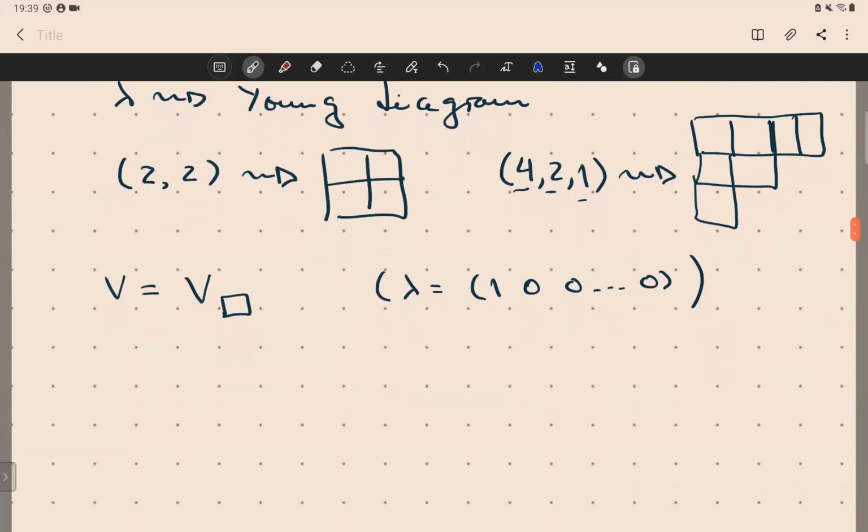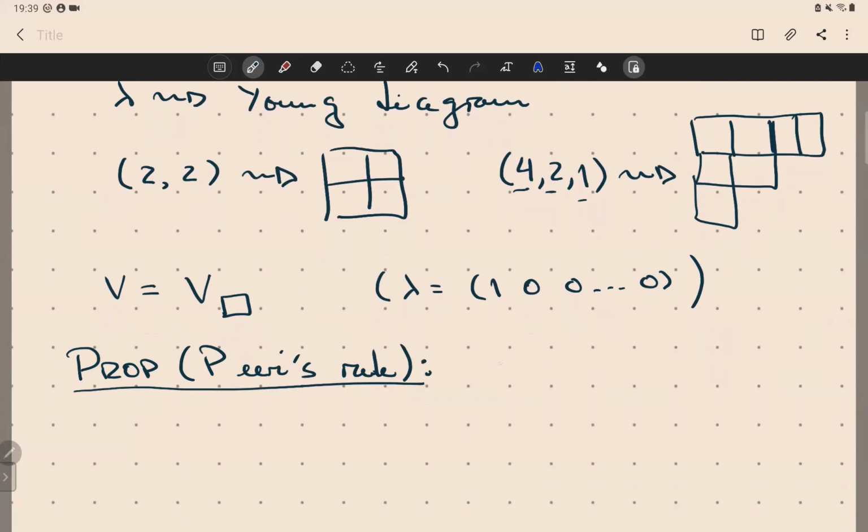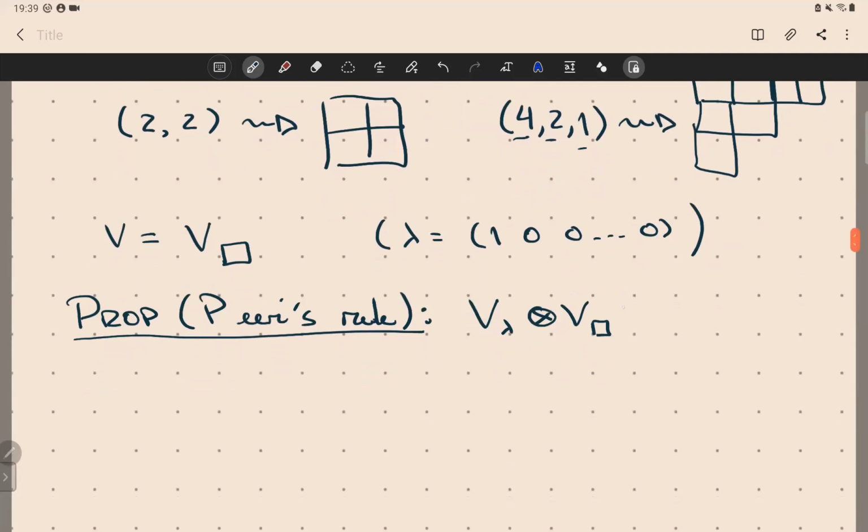Okay, so there's a very nice fact called Pieri's rule. That tells you the following. Suppose you have one of these V lambdas, and you tensor it with V, right? So with the standard representation of GLN, the defining representation. So Pieri's rule says that this decomposes again as a direct sum of these guys, right?